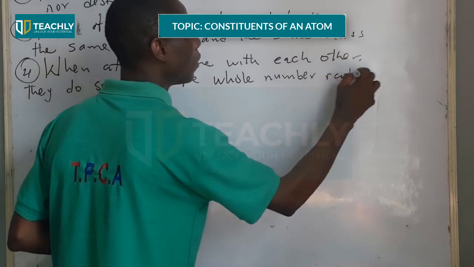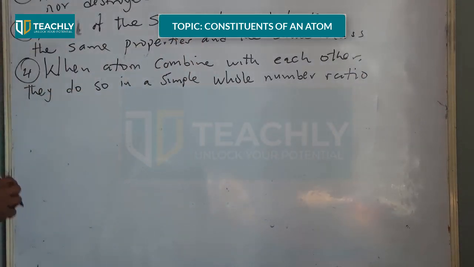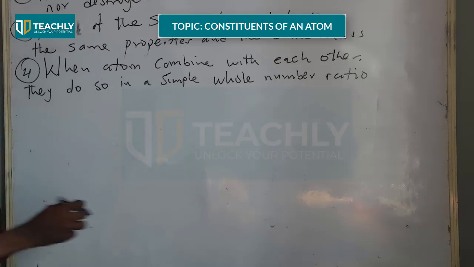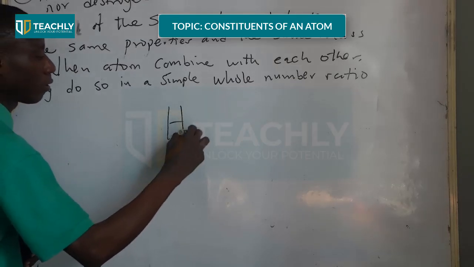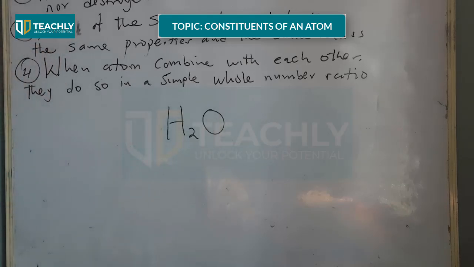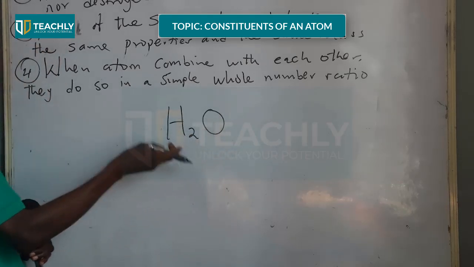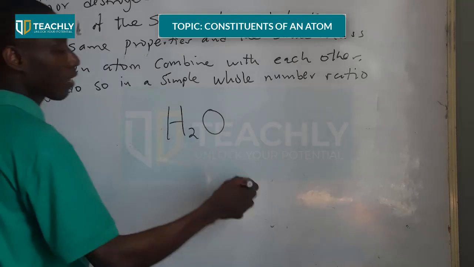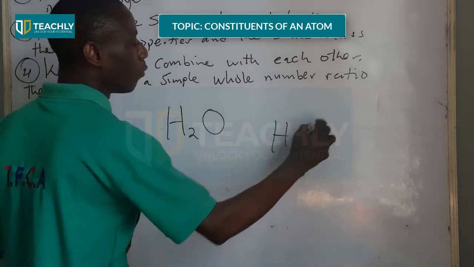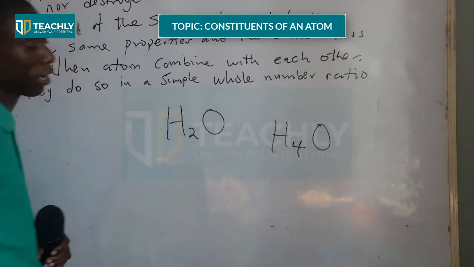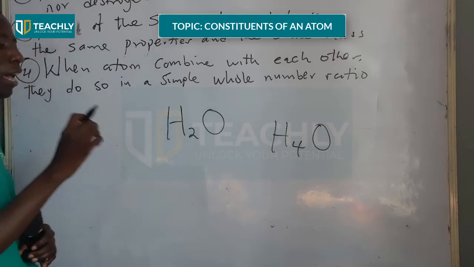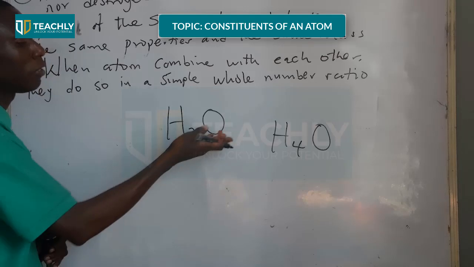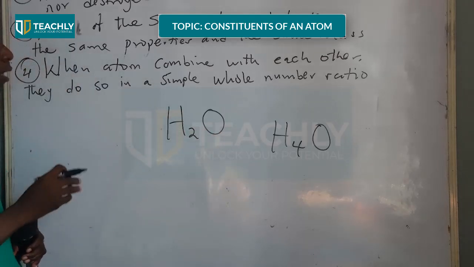What this means is, let's say for example, I want to write water. If I want to write water in chemistry, I write H2O. So that means there's a particular ratio in which elements can combine in a chemical compound. I cannot write H4O as water. There is a particular number of atoms in which two or more atoms will react together to form a compound. That is what it's saying.